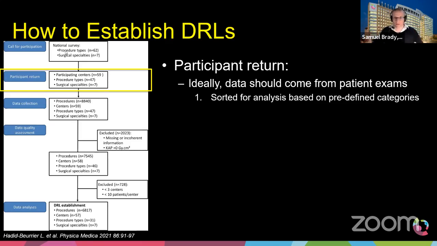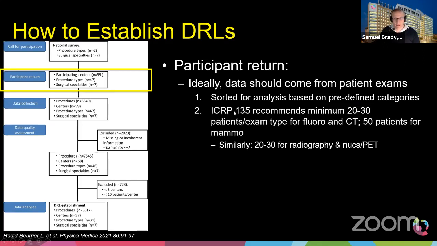So now we're going to reach out to the local individual hospitals, and they're going to then start looking in and collecting data for the predefined categories. As I mentioned, ICRP 135 is a great source for establishing DRLs. We learn from ICRP 135 that we need to collect a minimum of about 20 to 30 patients per exam type for fluoroscopy and about 50 patients for mammography.